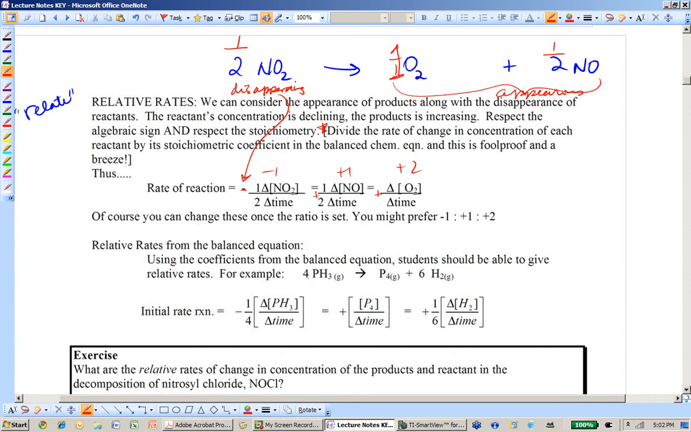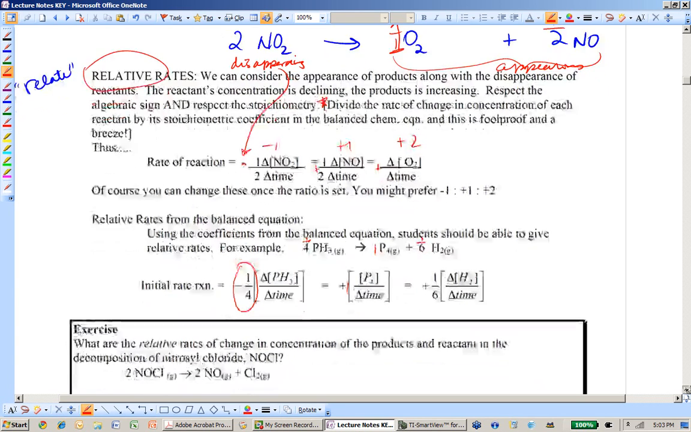Again, all we have to do is take the coefficients of a balanced equation. That's going to be 1. And put a 1 over their coefficient, and we would have minus 1/4 times the change in the concentration of PH3, I think that's phosphine, but don't quote me, divided by change in time, plus 1, there's an understood 1 there, the change in concentration of the allotrope, P4, over a change in time, equals plus 1/6 the change in concentration of hydrogen gas over a change in time. And you would relate any 2 of these to each other, hence the words relative rates.